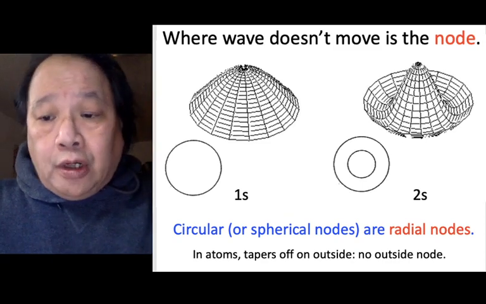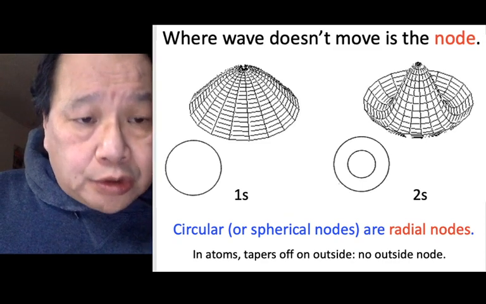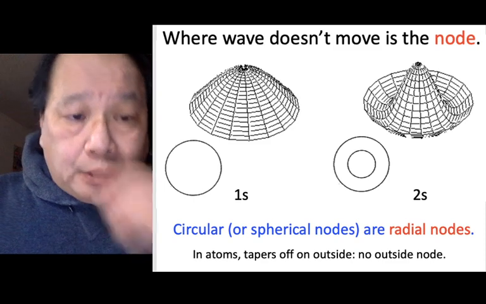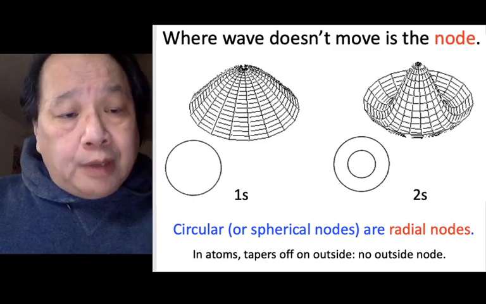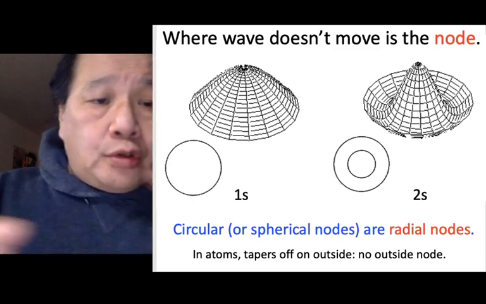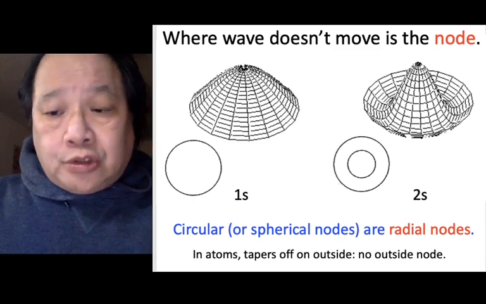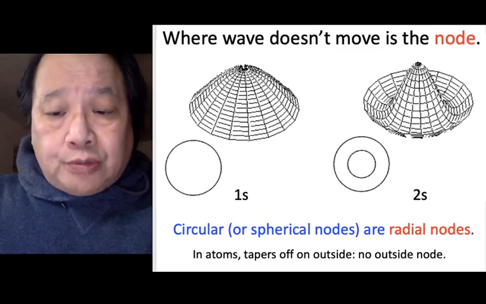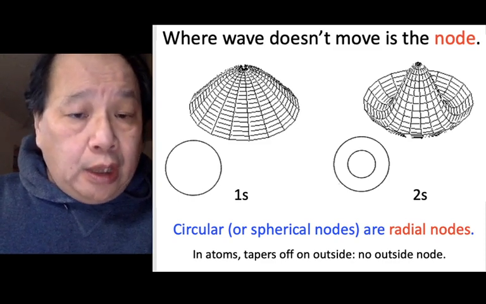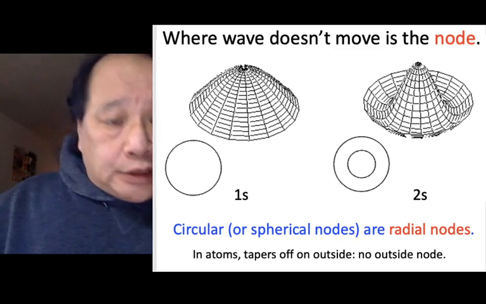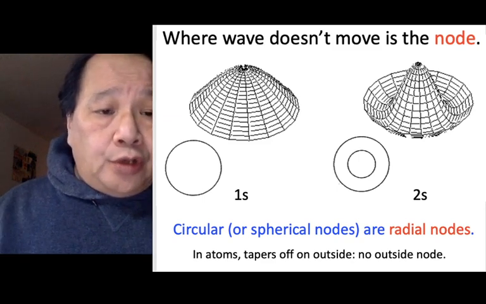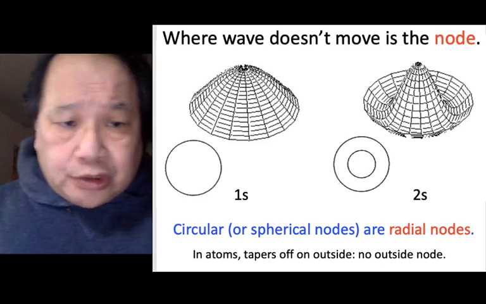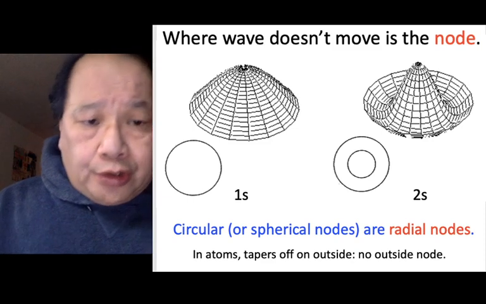And therefore, 2s has how many nodes? Put it in chat. It has one node because it only has one place where it's not moving in the interior. And because it forms a circle or a spherical shape, the node is called a radial node. So if there's any circle or sphere where things aren't moving, it's a radial node, and 2s has one radial node, and 1s has no radial nodes. And that's the general feature we're going to discover. Radial nodes will always increase the number. Radial nodes will not change the letter. They will increase the number.